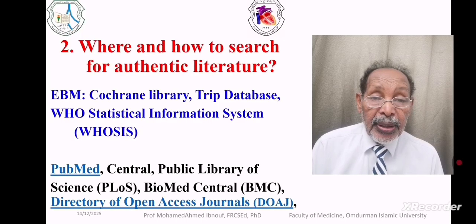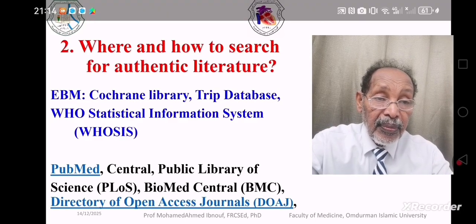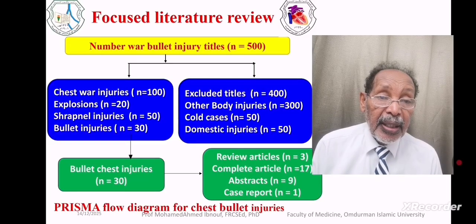And for the general research, we can use an open data system which is free for use for all, like the PubMed Central, Public Library of Science, Biomed Central, and Directory of Open Access Journals. Now, how to select the literature?